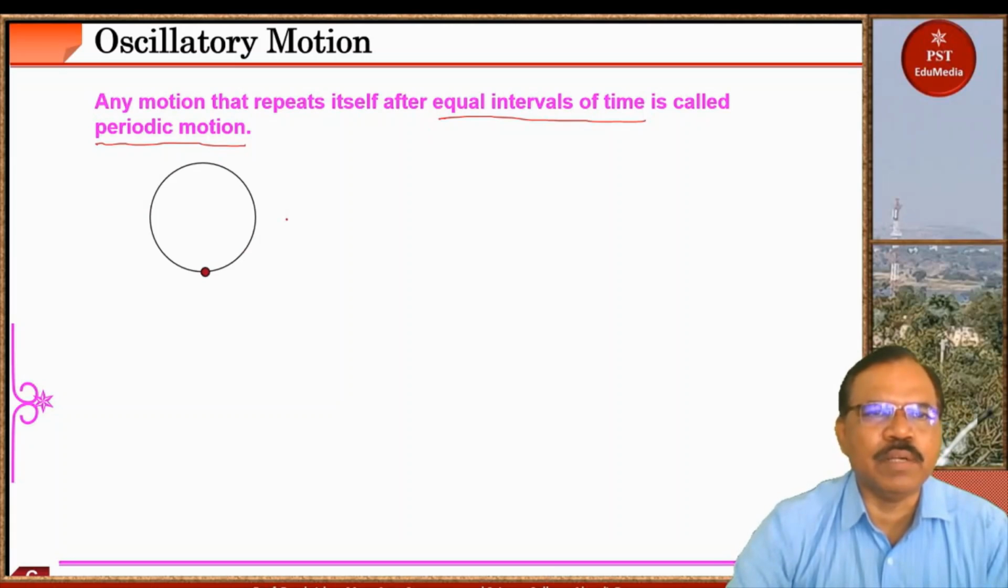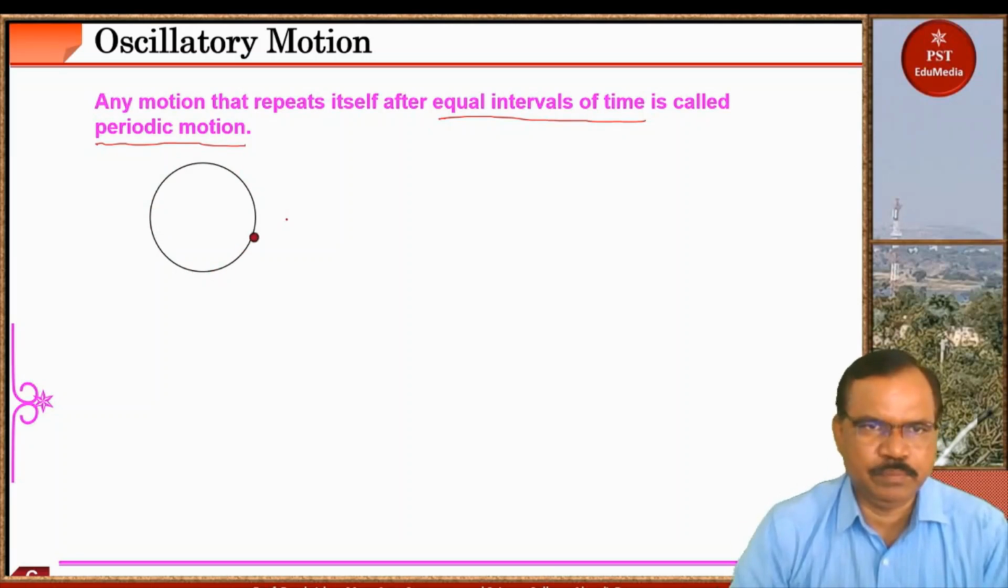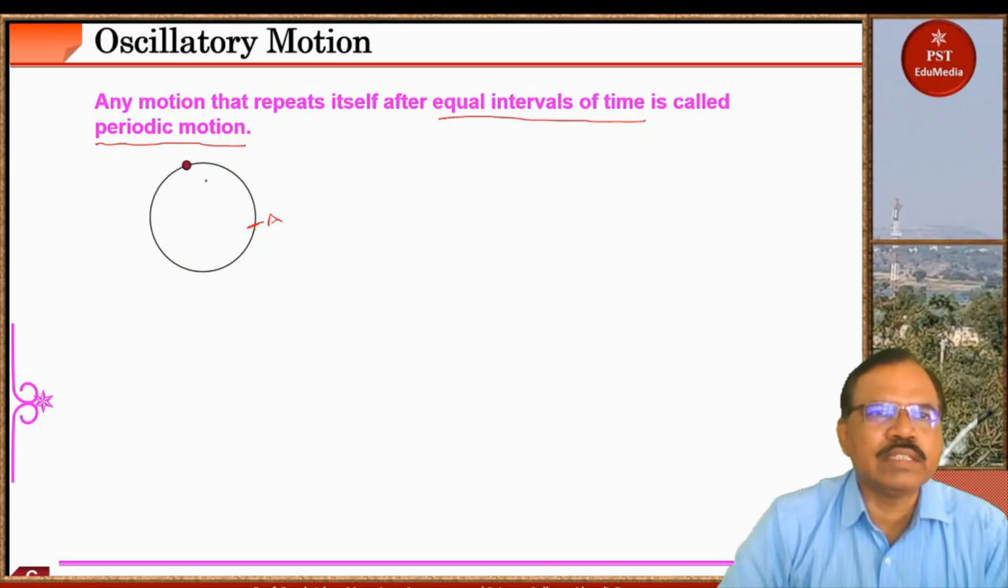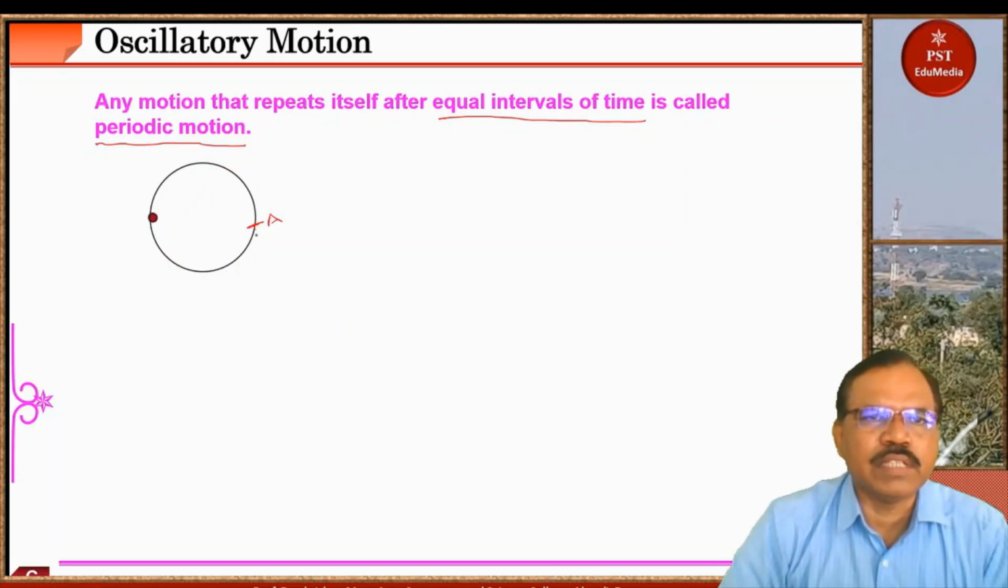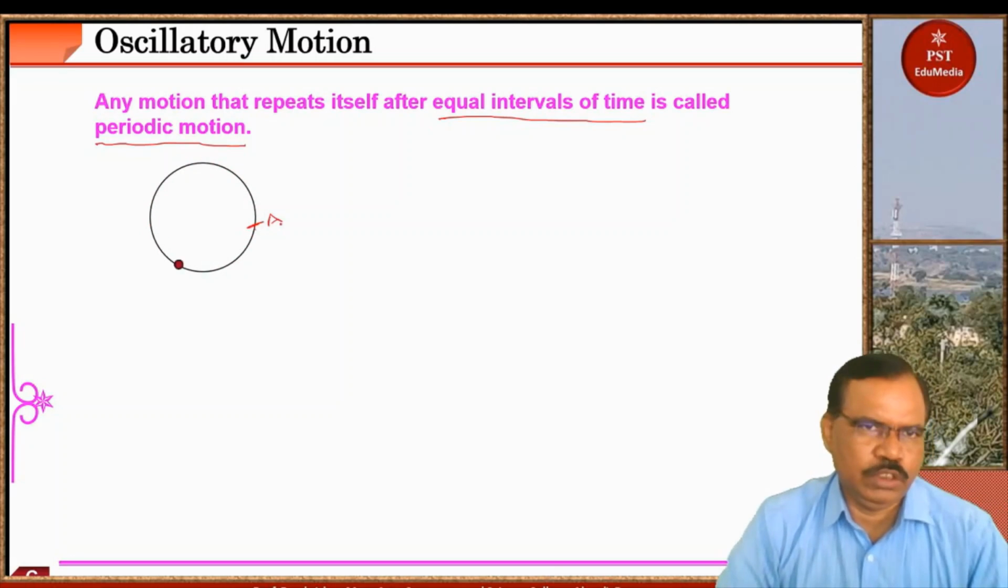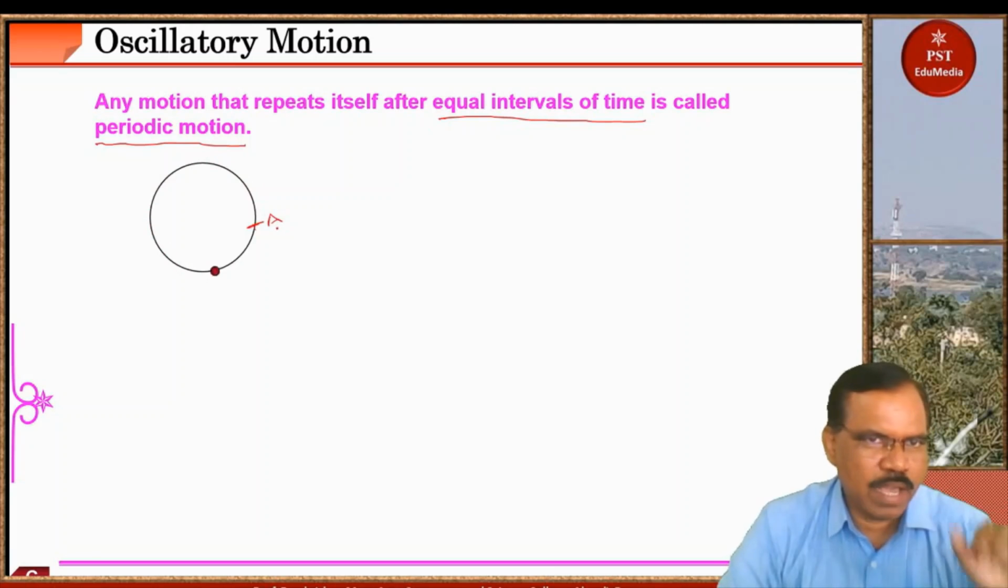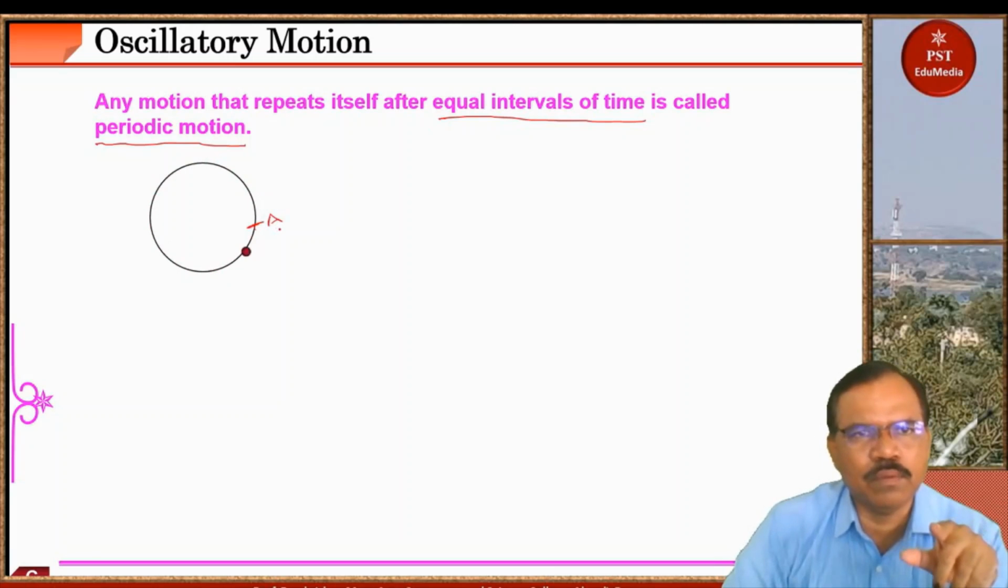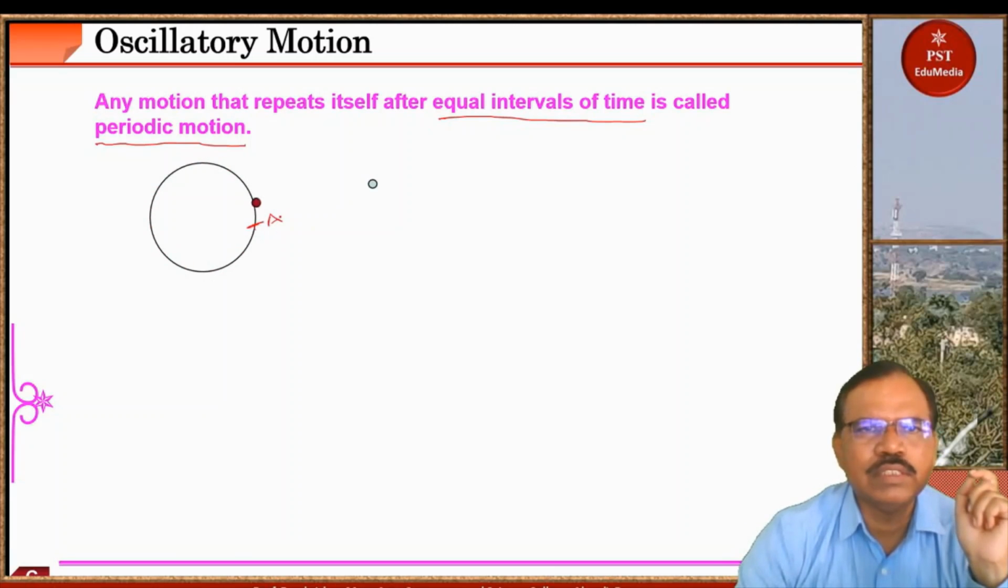So if we see an example, now here some body is moving along a circular path and it is continuously moving. So the motion is repeating. Suppose we take a point A. The body starts from A, it comes again to A, then it goes and comes to A again. So this is periodic motion, and the time required to complete one such motion is called the periodic time.